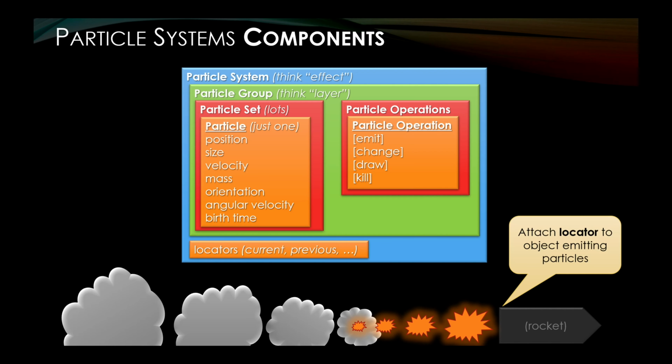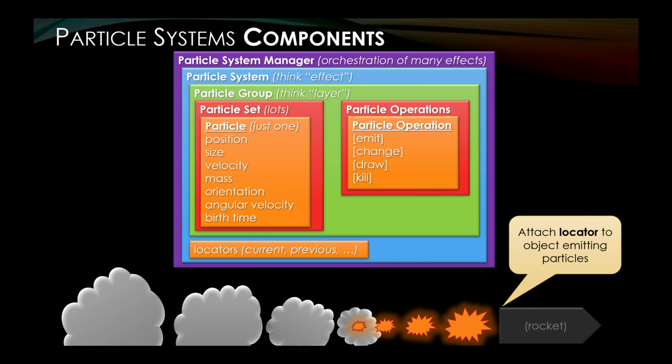Furthermore, the system has to know how to place those particles, and so we have this additional concept called a locator. And what we do is we attach that locator to some other game object, and that's how the system knows where to emit new particles. We'll come back to locators in a second. Finally, you put all this together into a particle system manager because more than likely you're going to have more than one effect going on at a time, and the manager just updates all of the effects and orchestrates them.